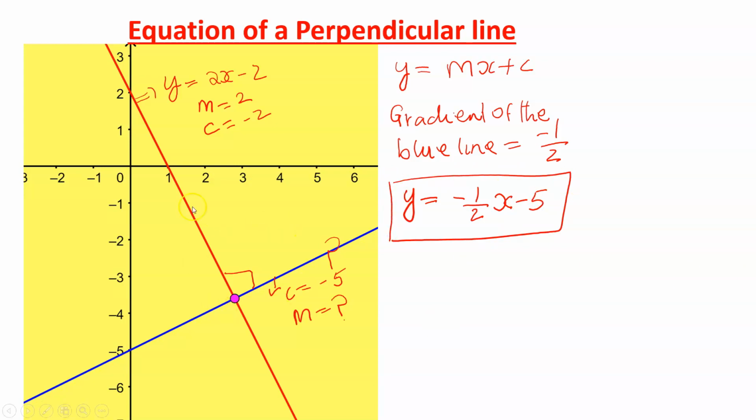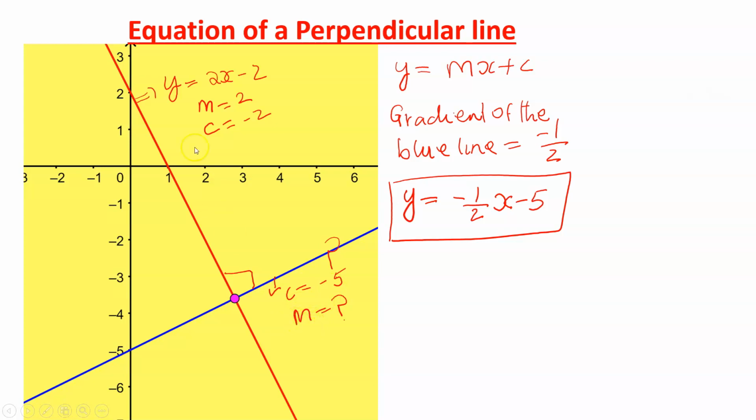How do we use this? Well, we know the equation of this one, the complete equation, 2x minus 2. What is the gradient? It is 2. We may not need the intercept, but just write down the intercept as well. This one, we've got half the information. We know the intercept, which is minus 5, but we don't know the gradient.